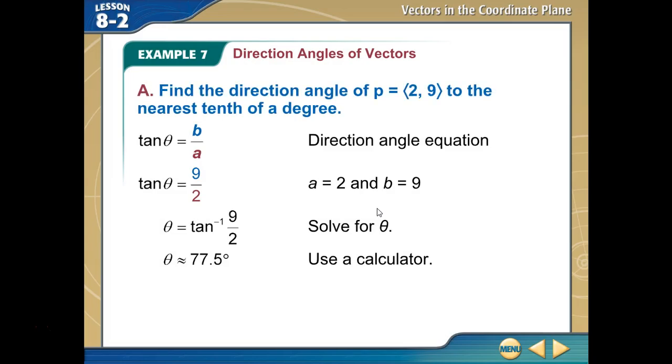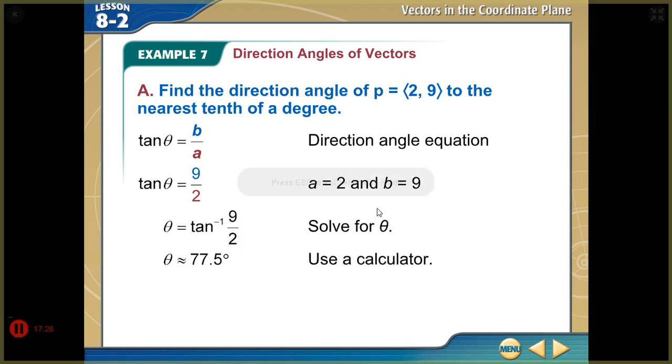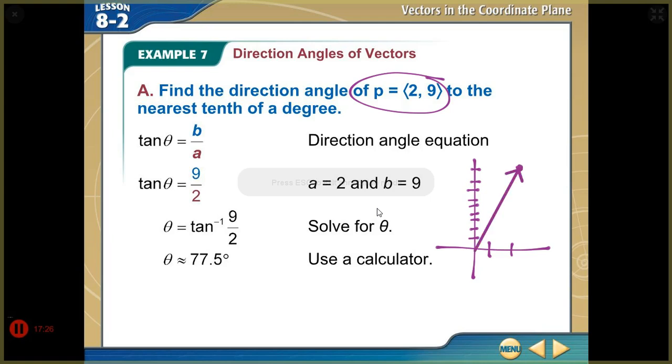All right. Last piece is if I need to figure out an angle. Again, this is just going to fall back on our triangles, so our use of trigonometry. If we think about what this vector p means, I go over 2, and then I go up 9: 1, 2, 3, 4, 5, 6, 7, 8, 9. That's my terminal point, and then my vector goes along there.